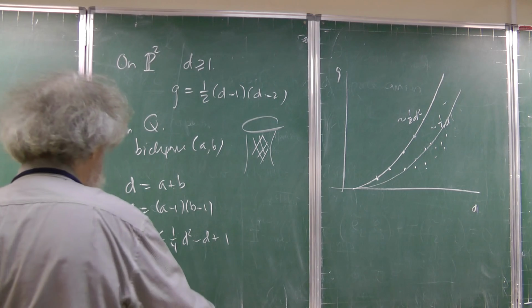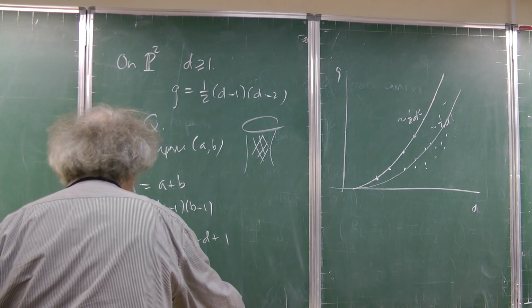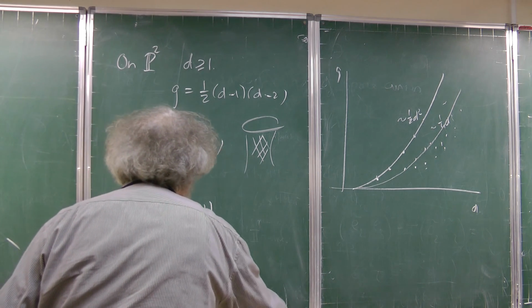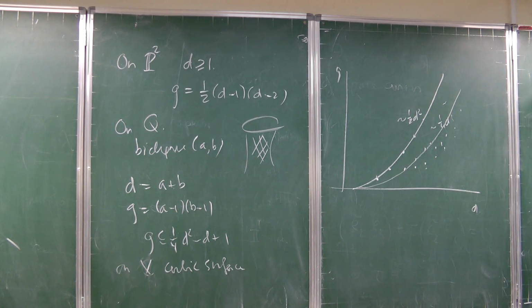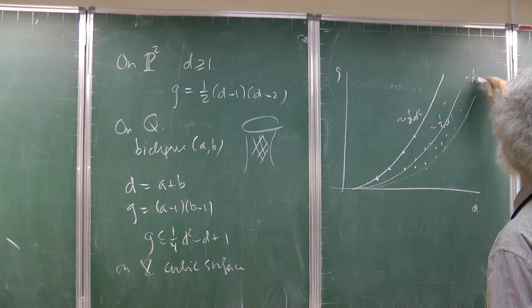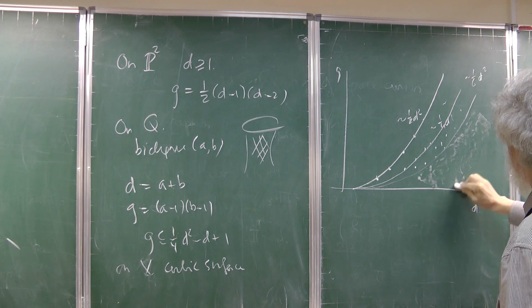And then, if you look on a cubic surface, on the cubic surface, you can find that the genus is always bounded by 1/6 d (d minus 3) plus 1. So there's another line here that's about 1/6 d squared. And then the question is, what happens under here?